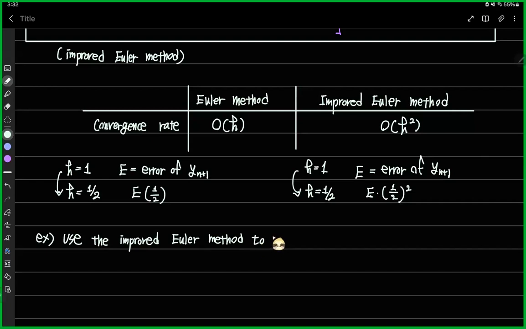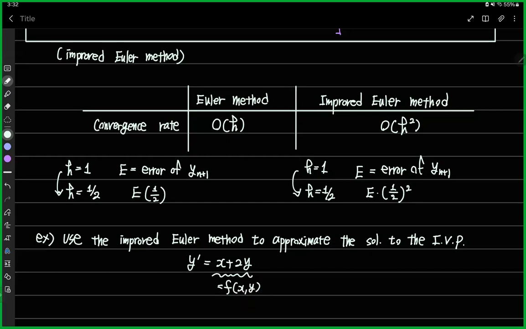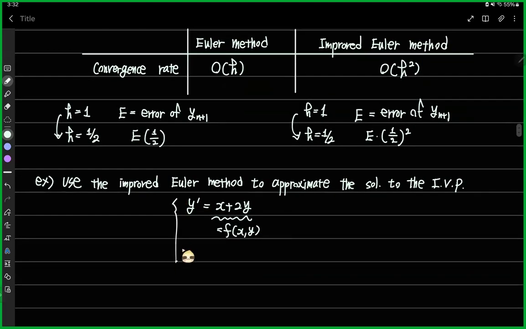To approximate the solution to the initial problem. Okay, y prime is equal to x plus 2y. So now this is the y, that's the f of x, this is f of x comma y. And then the problem gives us the initial condition y of 0 is equal to 0.25. Okay, and then they also give a tolerance.